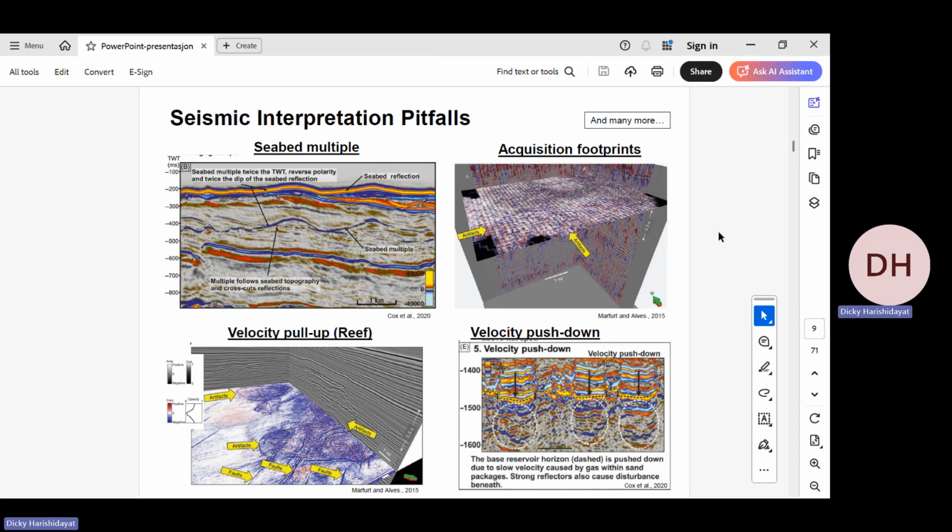Also, we need to keep in mind that our seismic reflection data could contain pitfalls, which are not related to the geology or subsurface, but rather to multiples, for instance, or acquisition footprints, velocity pull up or velocity push down. So it's not real geology. We need to be careful when we interpret the seismic reflection data.